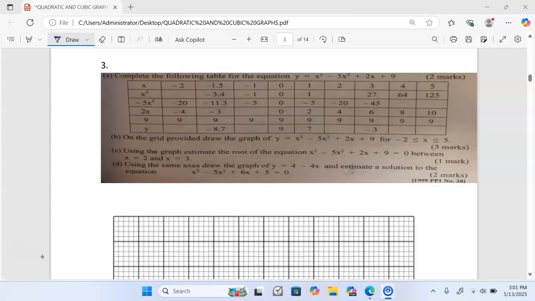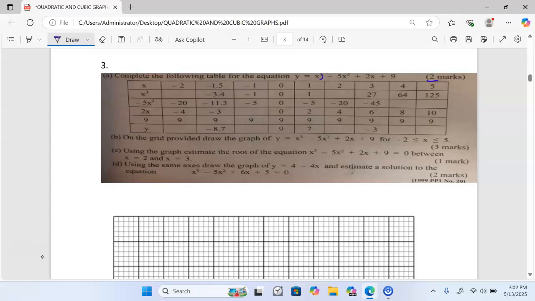We are looking at quadratic graphs, and the first part of the question reads, complete the following table for the function y is equal to x cubed minus 5x squared plus 2x plus 9 for us to secure 2 marks. We have the values of x between -2 and +5.